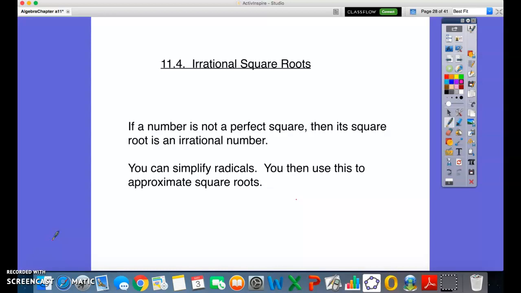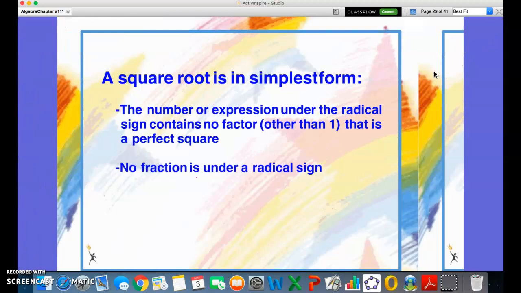This is section 11.4, irrational square roots. If a number is not a perfect square, then its square root is an irrational number. In the last section, we found the square root of a perfect square. Here we are finding the square root of a number that is not a perfect square. So let's look at this one.